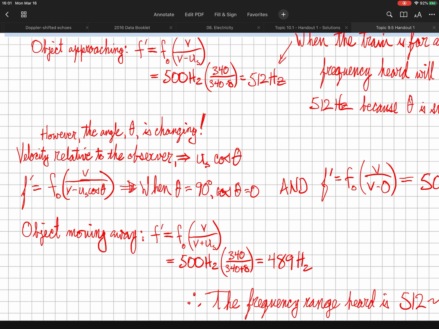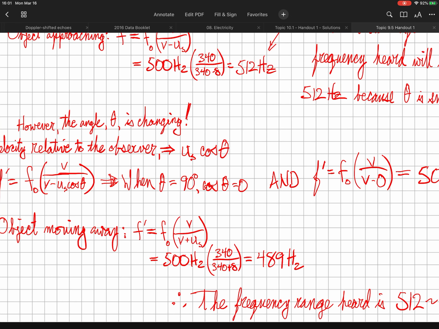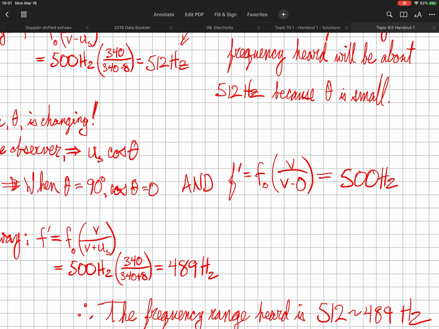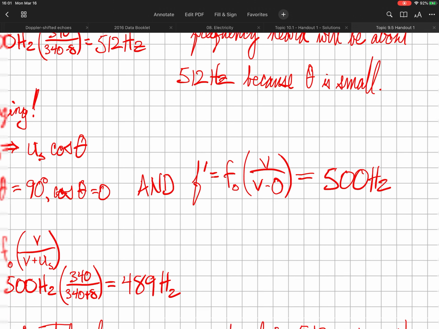So when the train is directly next to you and the angle is equal to 90 degrees, cosine of theta is going to equal 0, and you will hear the actual frequency of the train when it's right next to you, as you would expect.